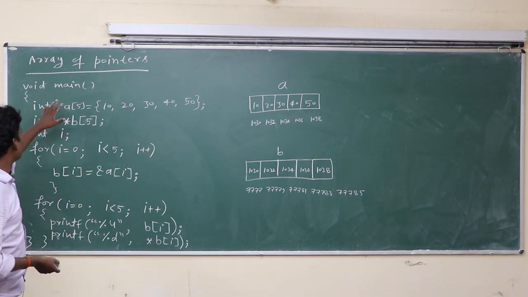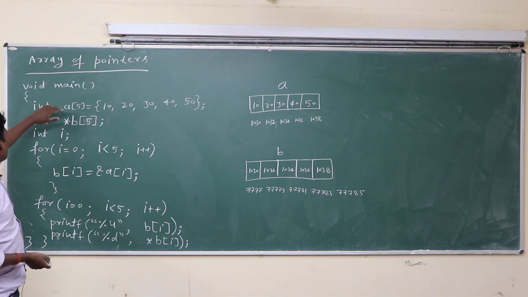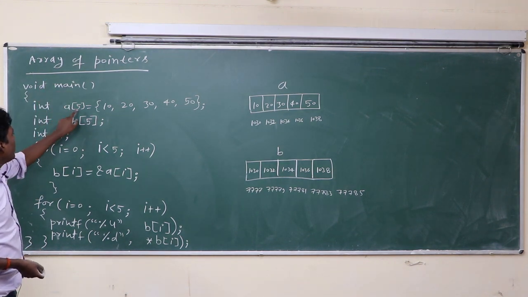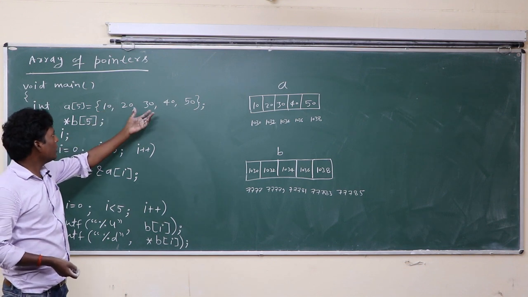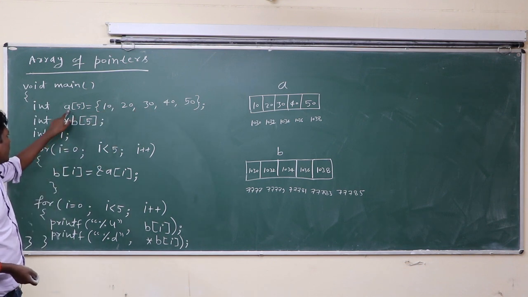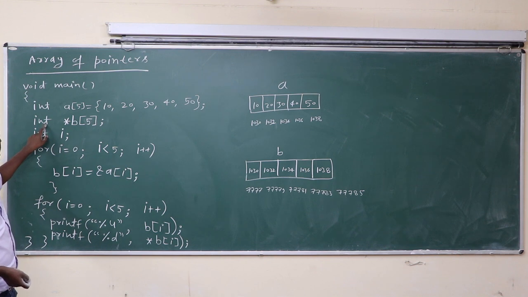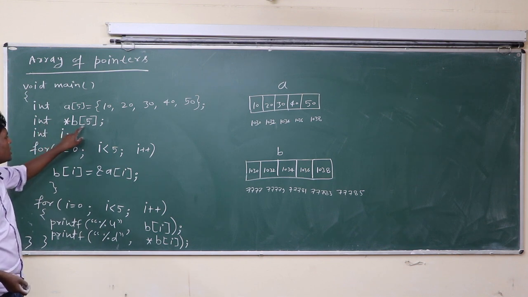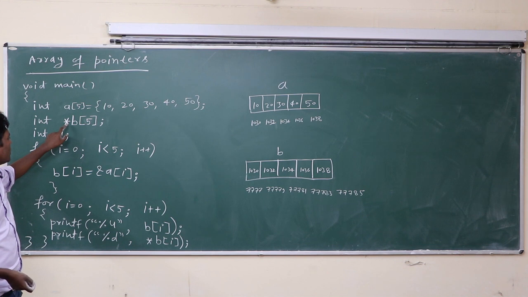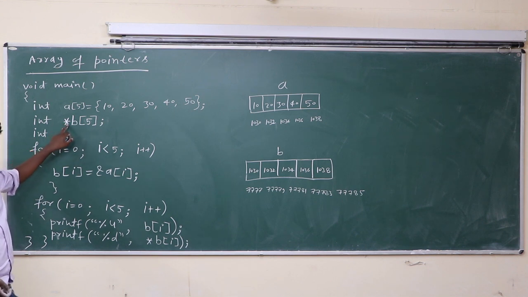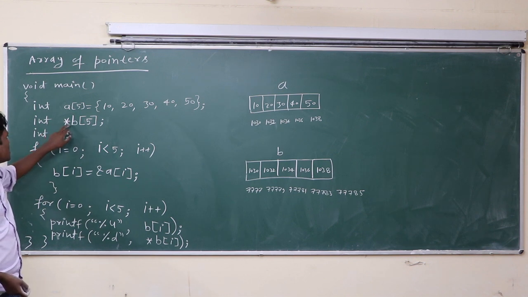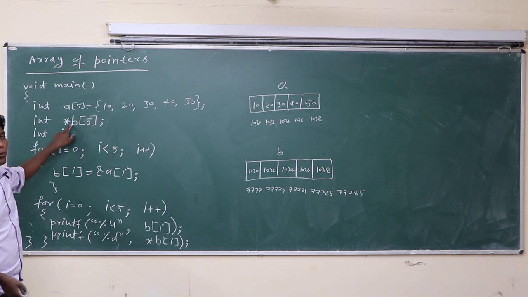So class, here there is a program: void main, int a of 5 equal to this. There are 5 elements stored in array A. There is another array B which is declared here, but this is an array of pointers. Okay class, this is the array of pointers: int asterisk b of 5. So this is the normal array, and this is the array of pointers.